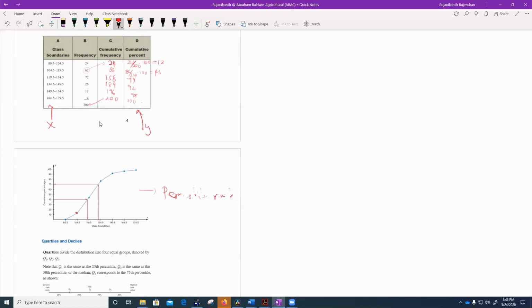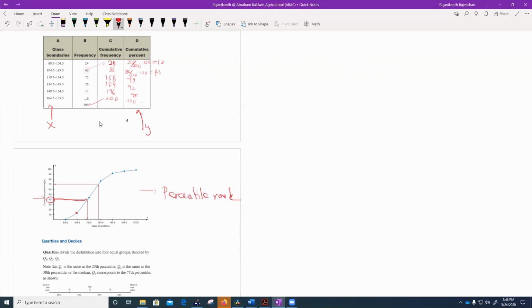Look at this number 40. What does 40 mean? 40 is the percentile rank for the actual data somewhere here, right? So this cumulative percentage curve will give you the relationship between the percentile rank and the actual data value.